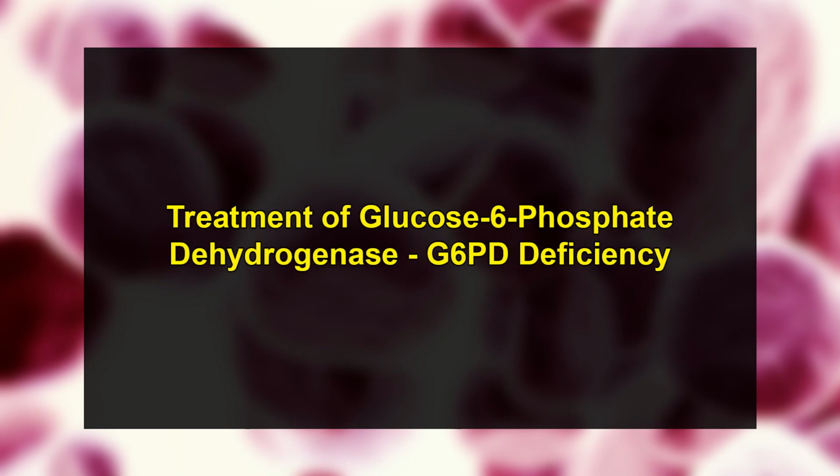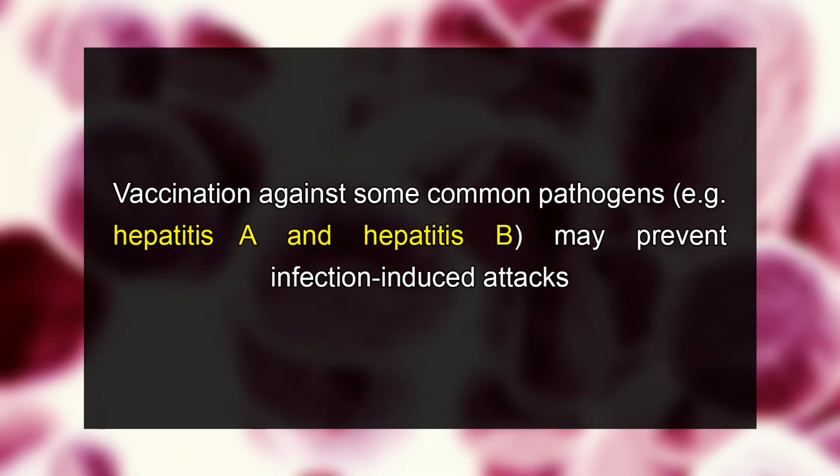Dear students, let's now discuss the treatment of glucose 6 phosphate dehydrogenase deficiency. The most important measure is prevention, avoidance of the drugs and foods that cause hemolysis. Vaccination against some common pathogens like hepatitis A and hepatitis B may prevent infection induced attacks. In the acute phase of hemolysis, blood transfusion might be necessary or even dialysis in acute kidney failures.